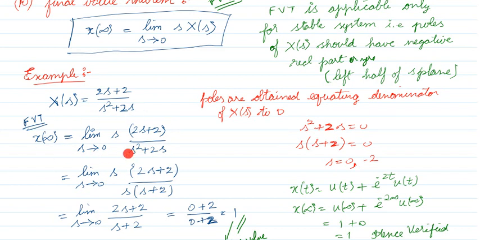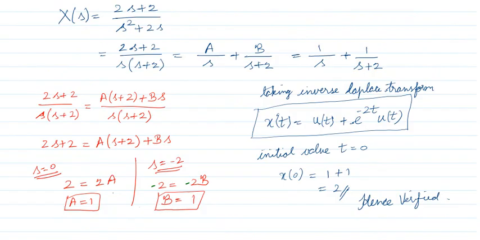If it is violating this condition, if you are getting s is equal to 2, then I cannot apply final value theorem. Okay. Now we will verify in the time domain. For this, we have already found the time domain in the previous slide. That is x of t is equal to u of t plus e power minus 2t u of t. This is the inverse Laplace transform of the given question, right? So I will use the same expression here.